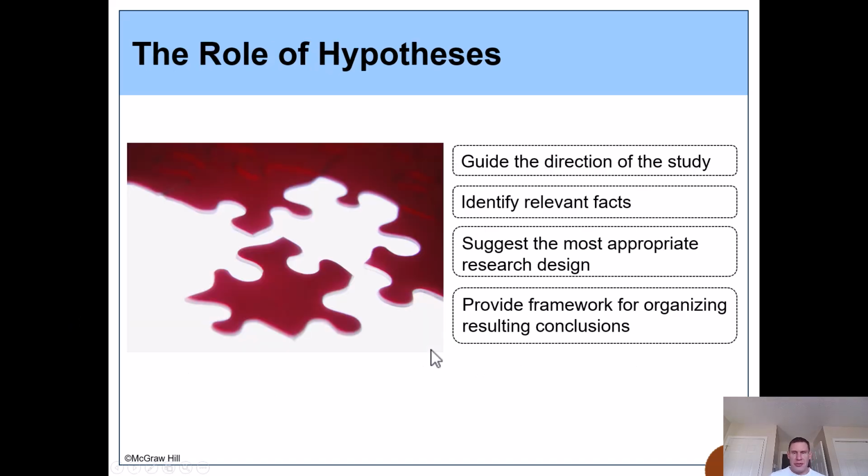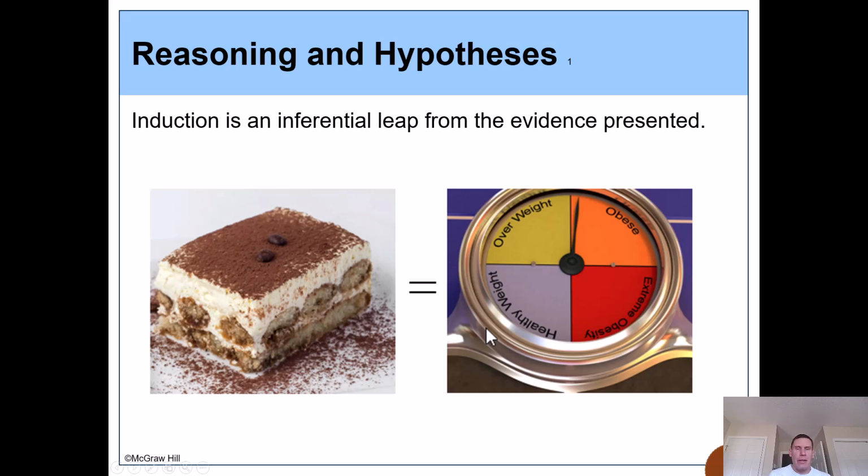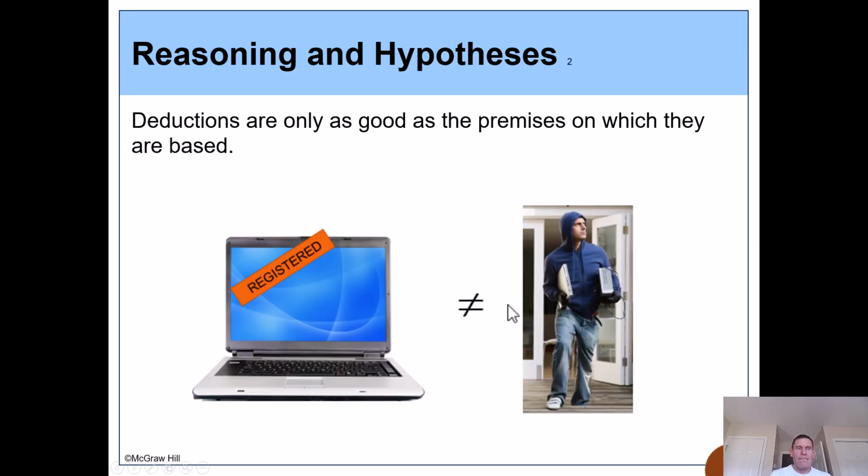So the role of hypothesis is to really guide the direction of the study, to help you identify relevant facts, to suggest the most important research design, and to provide a framework for organizing the resulting conclusions. Induction. So induction is an inferential leap from the evidence presented. So just because somebody eats more cake, does that definitely mean that's what's causing them to be overweight? And of course the answer is no.